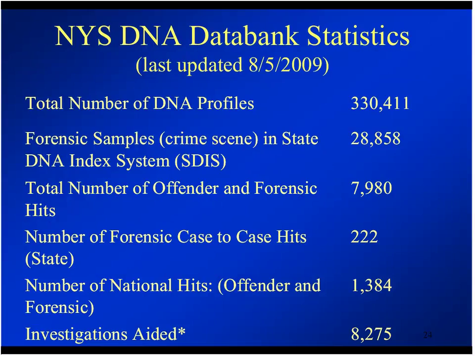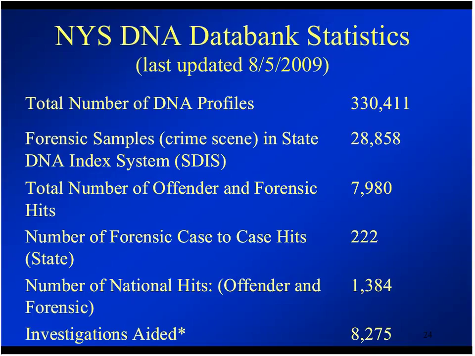This is updated statistical data of our New York State database. As far as the DNA profiles and forensic samples, the total number of offender and forensic kits is almost 8,000. Number of forensic case-to-case hits, 222. Number of national hits through the NDIS portion of the CODIS database, over 1,300. These stats are effective as of August 15th, and they're updated every few months on the web.